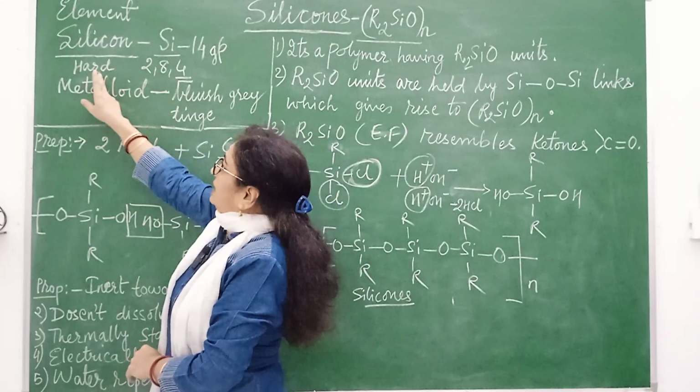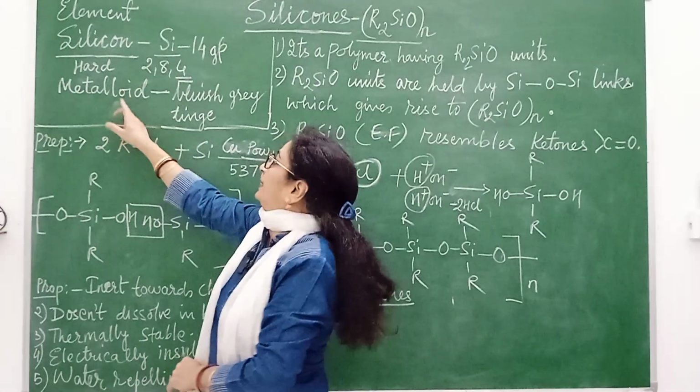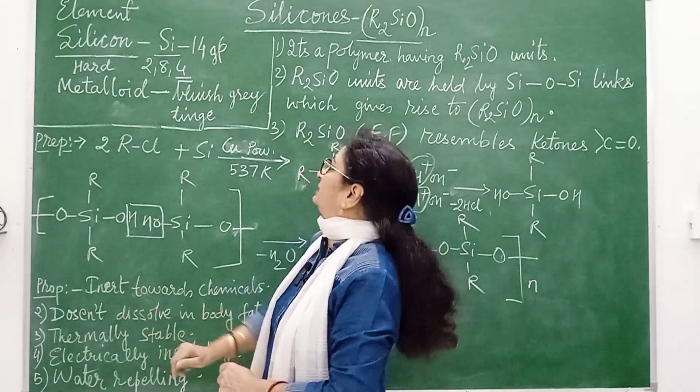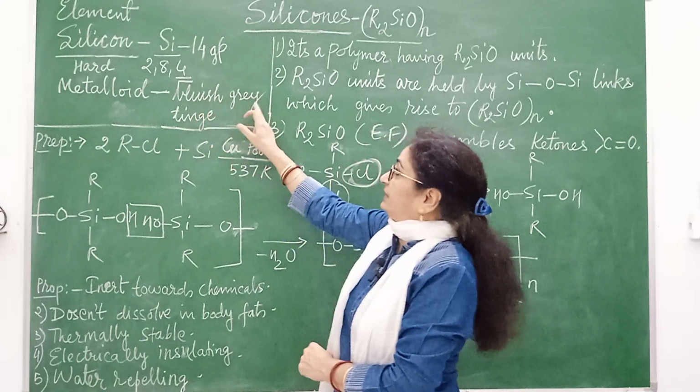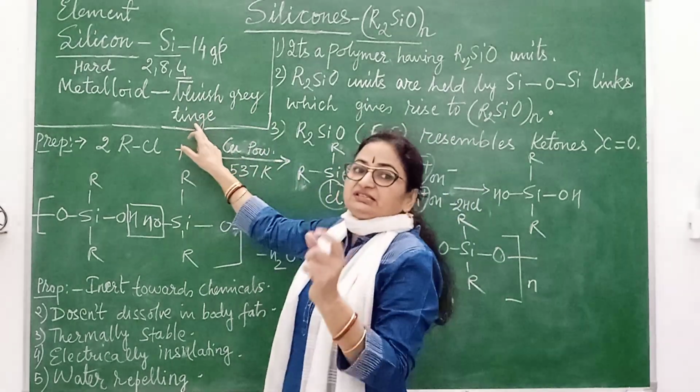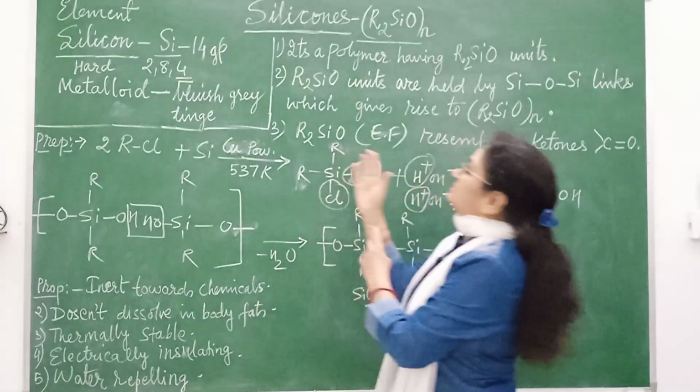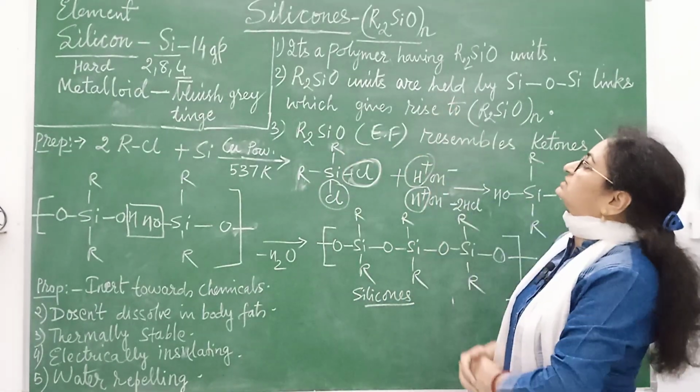Now, silicon is a hard metalloid because it exhibits the properties of both metals as well as non-metals. It has a bluish gray tinge, meaning this element has a bluish gray tinge. Now, let's come to our main topic, silicones.